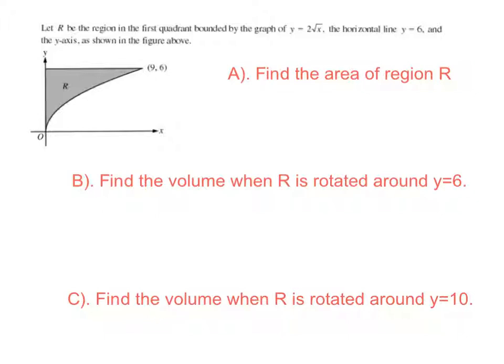Example 1. Now I know I wrote find in all of these. We are literally just setting these up. We're not going to go through and evaluate. You should be pretty good at that part by now. Our goal is to focus on the setup. Let R be the region in the first quadrant bounded by the graph y equals 2 radical x, the horizontal line y equals 6, and the y-axis. So they've already given you the picture and shaded it in. It's not going to get nicer than that. Okay, so now it's our job not to screw this up.